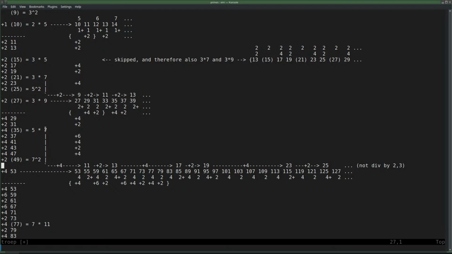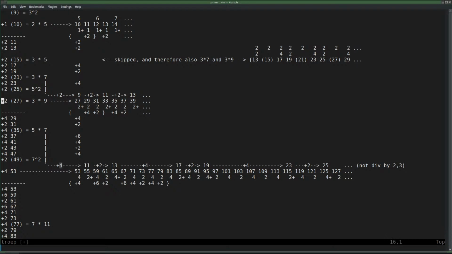Yeah, so the plus 4 here comes from the fact that 8, 9, 10 are all divisible by 2 and 3. And 11 is the first one that isn't. But of course, I don't want to calculate that, so I just need to get that plus 4 from somewhere. Anyway, I want to add that here as well.